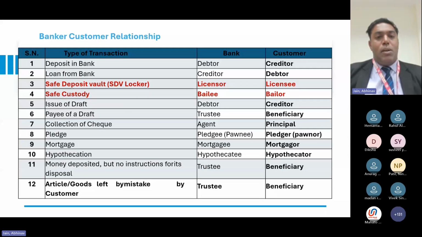In case of a safe deposit vault or SDV locker, the bank and the customer are licensor and licensee. Please do remember this. From the past 2-3 years, it has clearly been changed in the policy. Previously, it was lessor, lessee. Now it is licensor, licensee. Do remember this. This is a very important question for the examination. What is the banker-customer relationship in an SDV locker? The banker is licensor over here, and the customer is licensee.